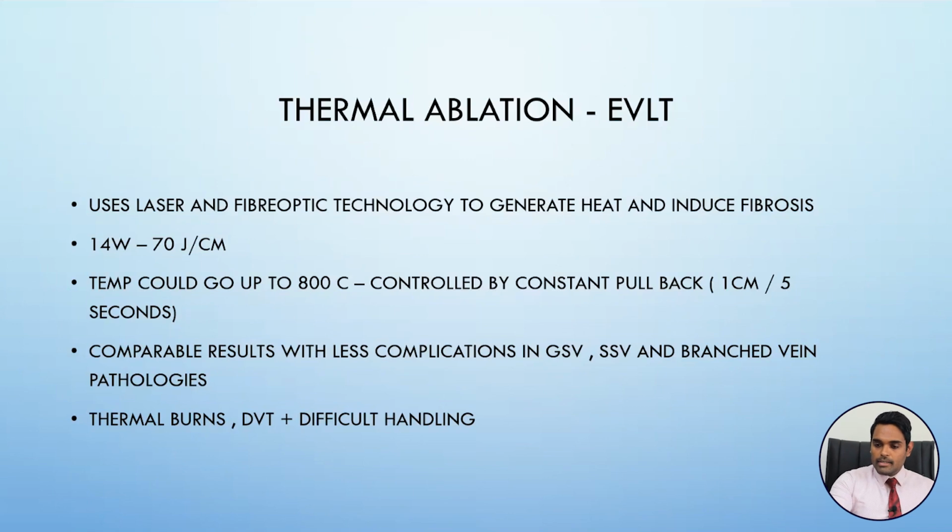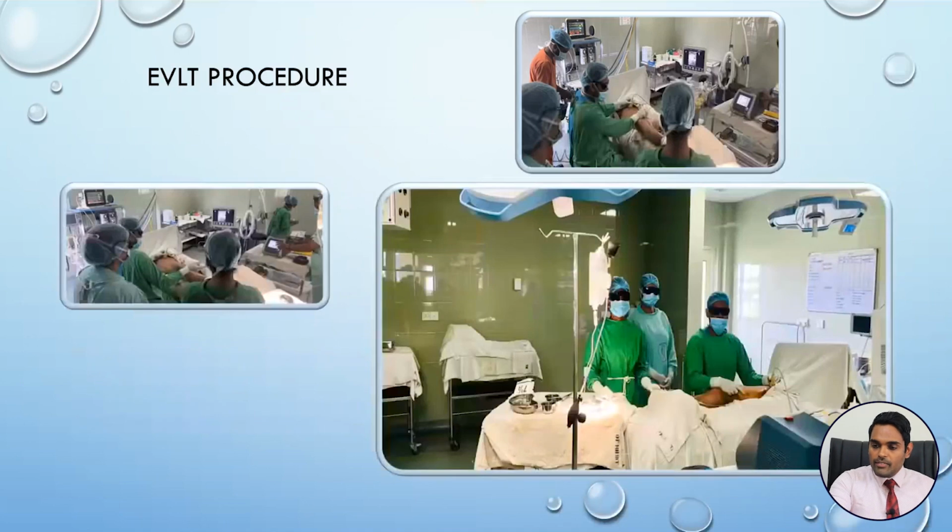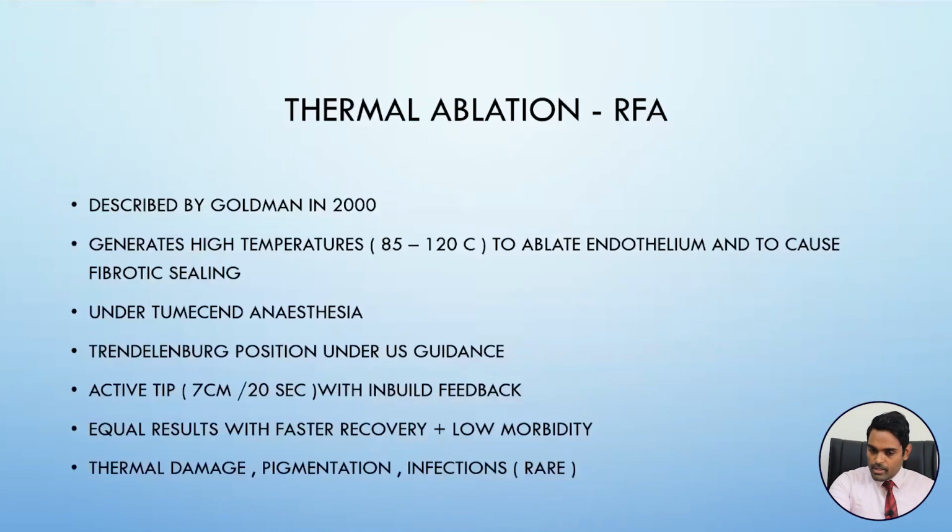This is us performing EVLT at NINDT, and RFA, again this procedure will be the same, but the physics of the procedure is different. If you are interested, you can read about it. Both these techniques we do under tumescent anesthesia. Tumescent means we use cold saline. We put lignocaine with adrenaline and sodium bicarbonate and inject it under ultrasound guidance around the vein. So that vein is going to be floating in a halo of anesthesia.